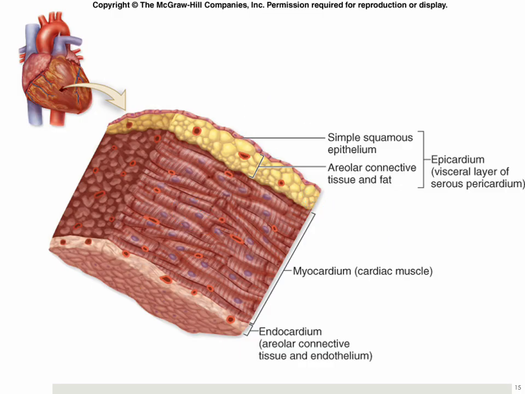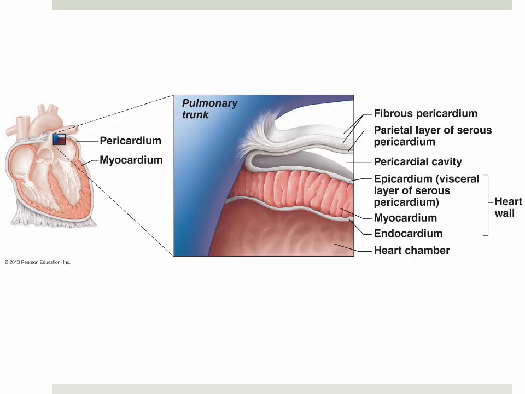Talking about the heart proper, we have epicardium, myocardium, endocardium, okay? Outermost, middle, innermost. Now putting everything together, so we have a fibrous pericardium. We have that layer called the serous pericardium. We have a parietal pericardium, a visceral pericardium, and then we have the pericardial cavity.